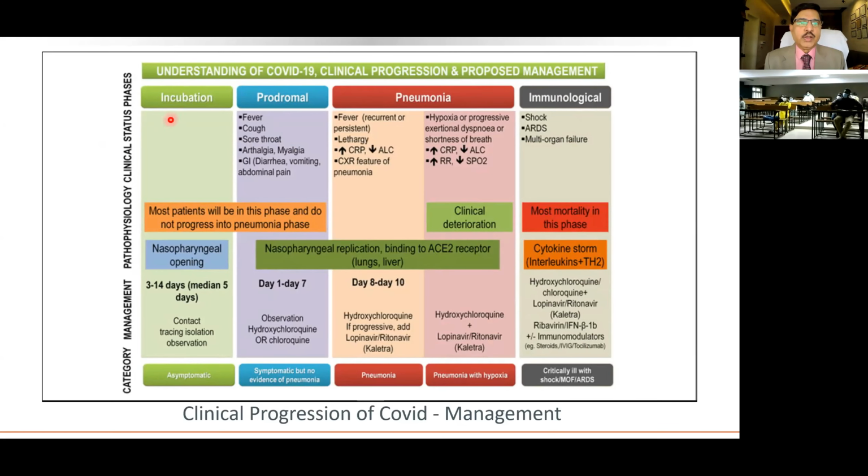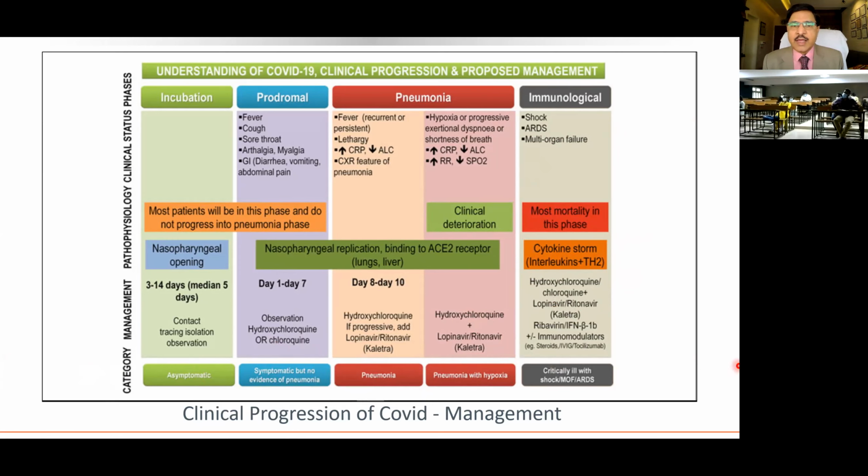Incubation period, prodromal phase, pneumonia phase, immunologic phase. The prodromal phase is around 1 to 7 days. Incubation may be around 7 to 10 days, 3 to 10 days. Pneumonia phase 1 without desaturation, phase 2 with desaturation, and shock, ARDS, multi-organ failure, immunological cytokine storm are here. Now, symptomatic but no lung involvement, no pneumonia, only ILI, pneumonia without desaturation, pneumonia with desaturation, clinically ill patient.